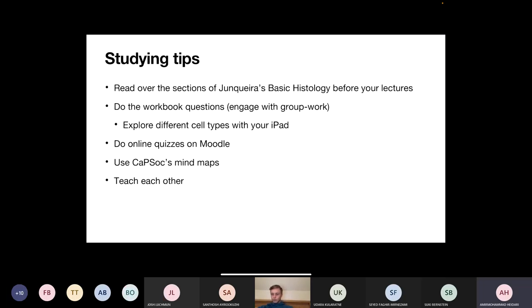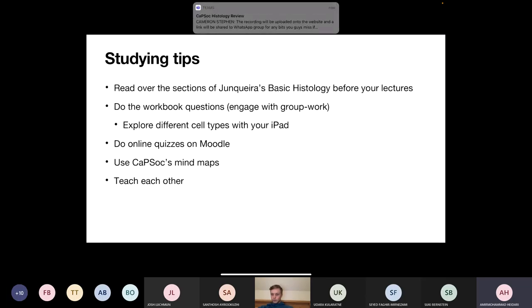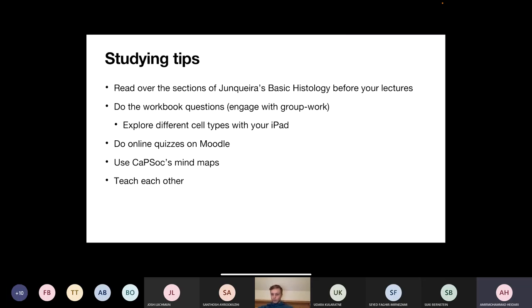Do the workbook questions and engage with group work. It's very important for you to engage in group work. I assume that you still have those case studies and vignettes that you go through each slide, like the skin and other things. And explore different cell types with your iPad. Very important. Just go through different tissue samples on your iPad.